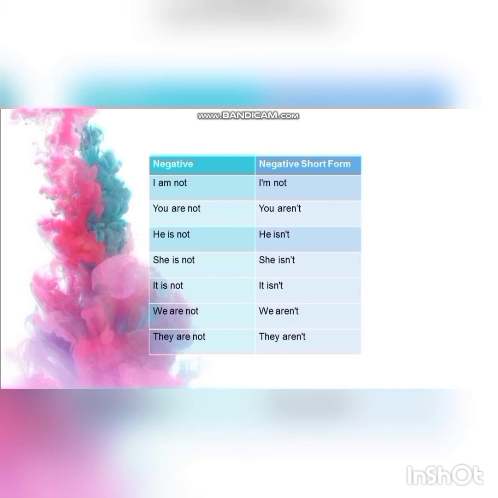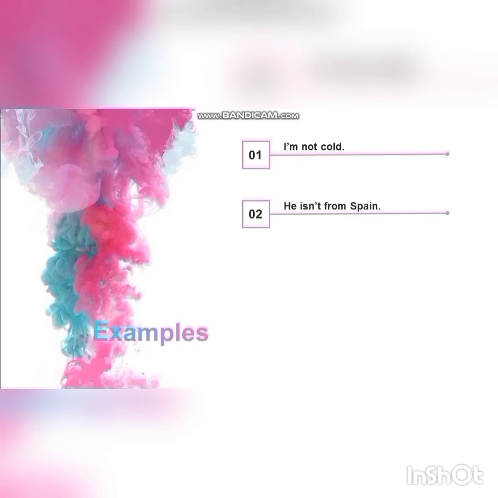I am not, I'm not. You are not, you aren't. He is not, he isn't. She is not, she isn't. It is not, it isn't. We are not, we aren't. They are not, they aren't. For example, I'm not Cole. He isn't from Spain. We aren't at home.